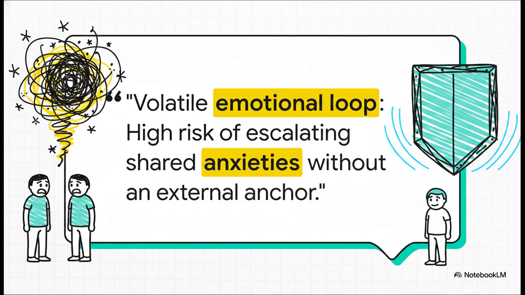The system is honestly so advanced that it even identifies destructive interference patterns. For instance, if 2 highly neurotic individuals pair up, it outputs a volatile emotional loop warning. It literally points out the high risk of constantly escalating shared anxieties and suggests that they might require a more resilient external anchor to process stress safely. It doesn't just pat you on the back and say, you match. It explains the exact mechanical reality and the potential pitfalls of your specific interpersonal dynamic.